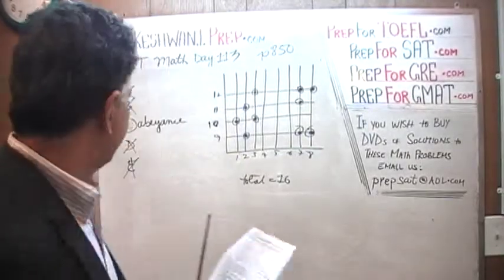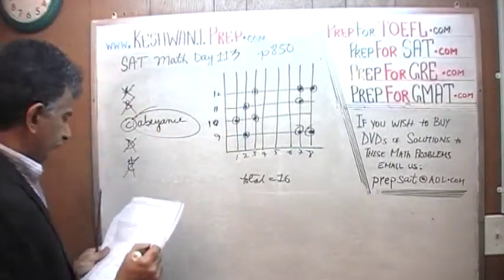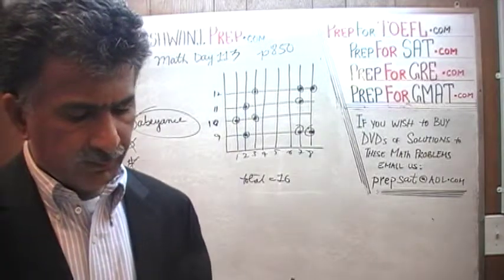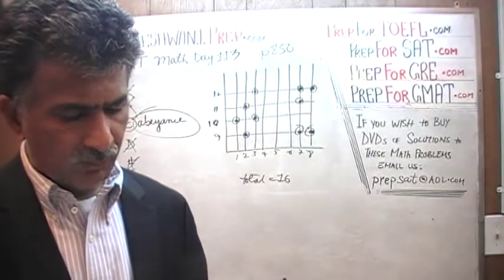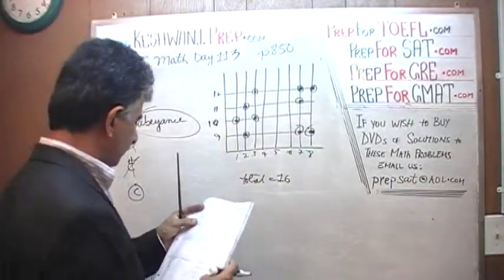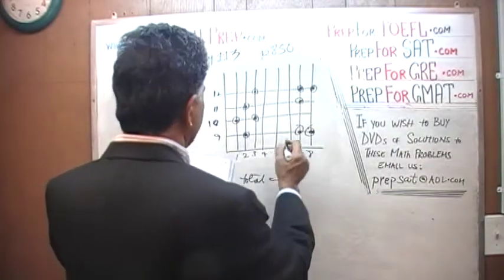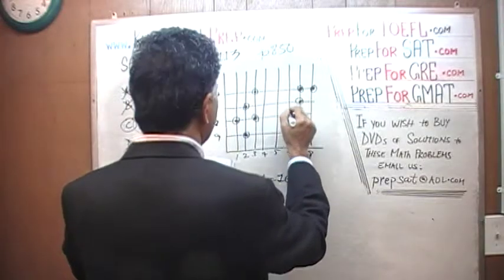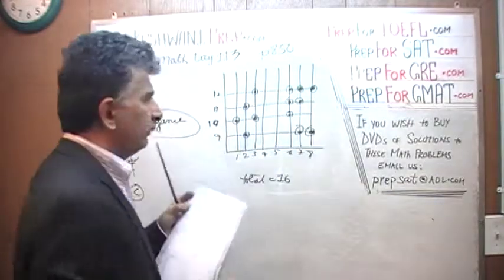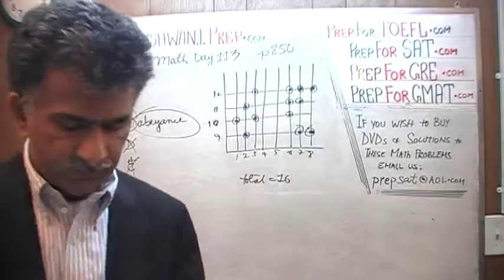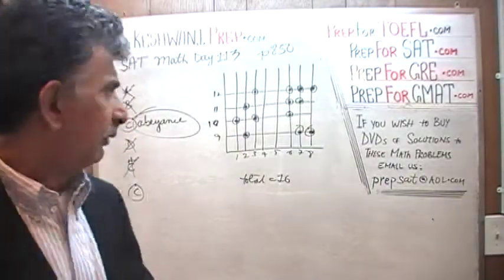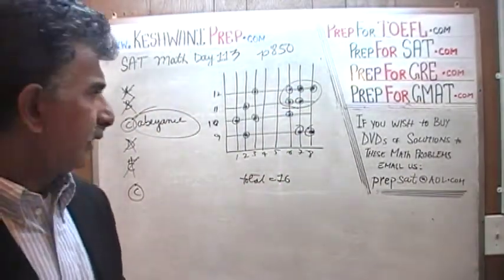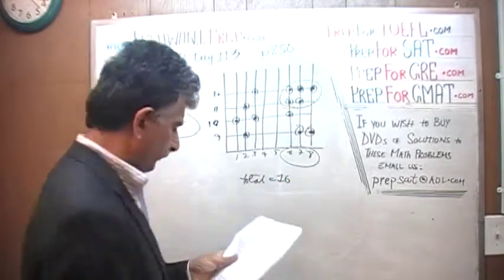Answer is C. Let's look at C. C says, more 12th graders than 11th graders travel 6 or more miles to school. 6 or more miles, alright? We have 10th graders here, 11th graders, and 12th graders. But we are not interested in 10th graders. In C, we are talking about 12th graders and 11th graders. So we just have to worry about 11th graders and 12th graders who travel 6 miles or more.